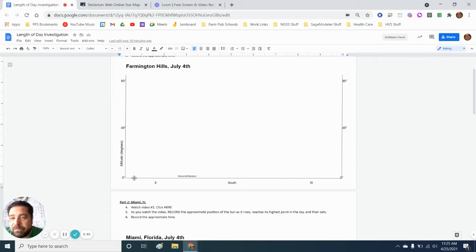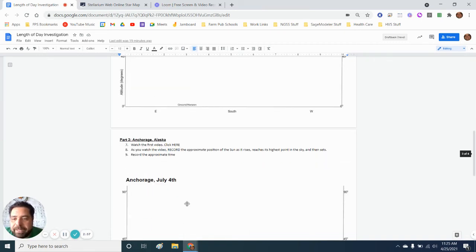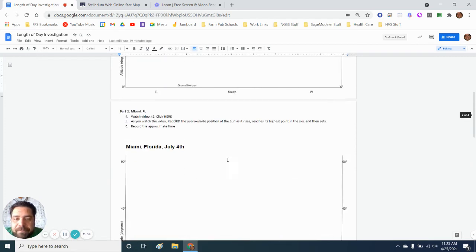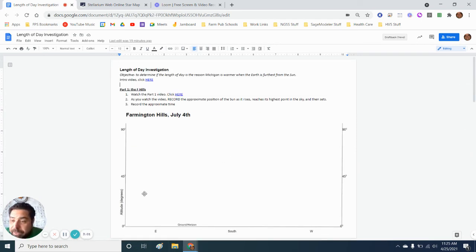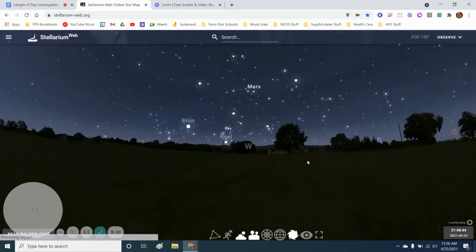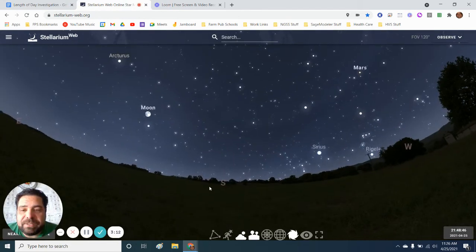I know the sun rises in the east and it sets in the west, okay? What we are going to do is mark the approximate locations of the sun at various times of the day and compare them: Farmington Hills, Miami, Anchorage, Alaska. And we're going to place those appropriately on our field of view. This is supposed to be similar to this, right? So here's us facing south.